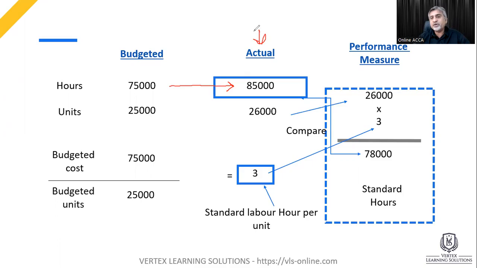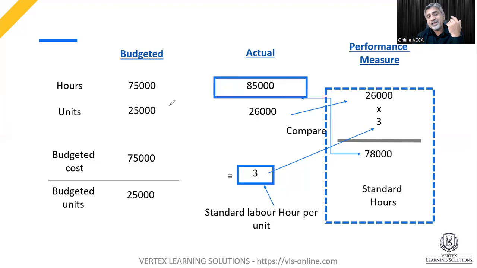When we worked more, it is expected that we also produce more. So instead of making 25,000 units, you actually made 26,000 units. So I would ask you, you were supposed to spend 75,000 hours. Why did you work 85,000? And you say, because I produced more units.